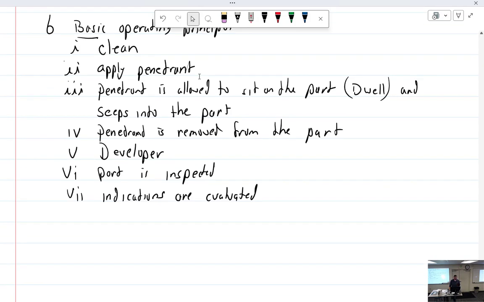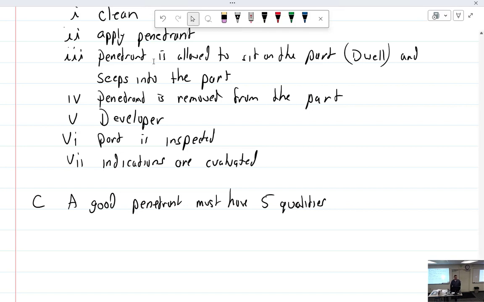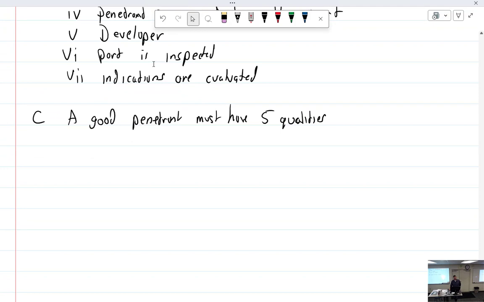Let's see. The penetrants we use, of course, we can't just make up something. A good penetrant, we're going to buy our penetrants, must have five qualities. And like I said, you buy the penetrant according to its sensitivity level. We'll get into that. But these are the things that make it a good penetrant.